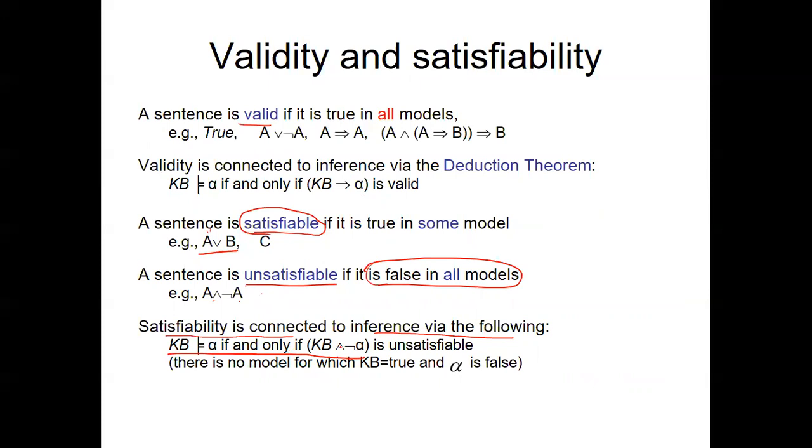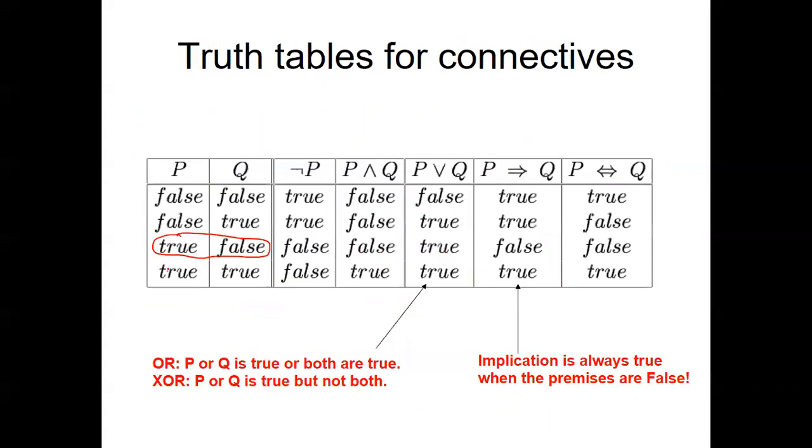So what does it mean? KB and not alpha means KB is true and alpha is false. This is the third case, which is actually not possible. When we say that P implies Q, if P is true, then Q should be true. P true and Q false is not possible. That case is false.